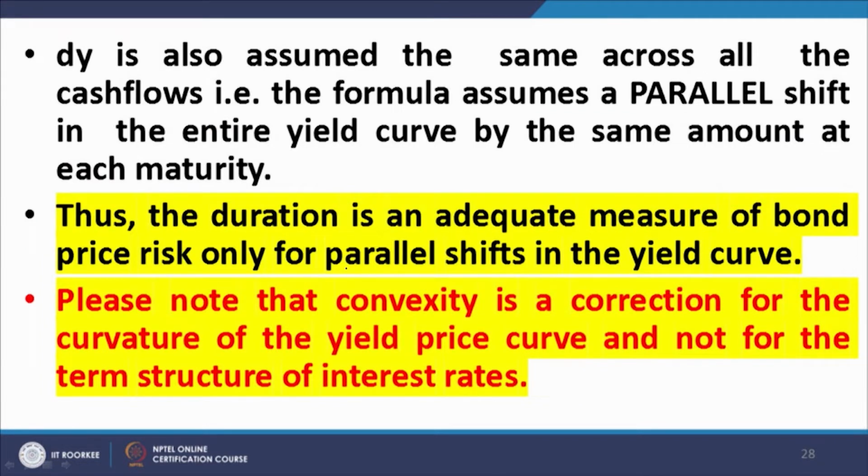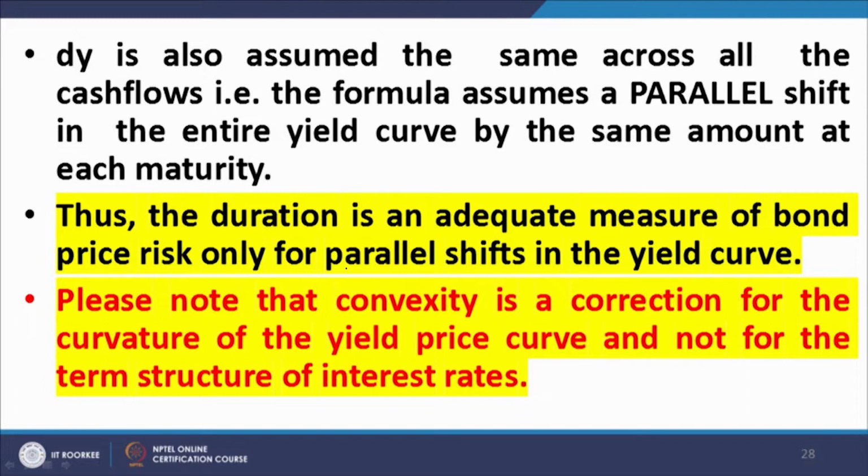dy is also assumed the same across all cash flows. dy, that is the shift in the yields. The shift in the yields is also taken as independent of the changes in the different spot rates or the term structure of interest rates. The entire yield curve is assumed to shift parallel to itself. What we discussed at the beginning of the last class, a level shift, is what is assumed when we talk about measures of duration and convexity. So, these two are fundamental assumptions of the duration convexity model, but these are not empirically vindicated.